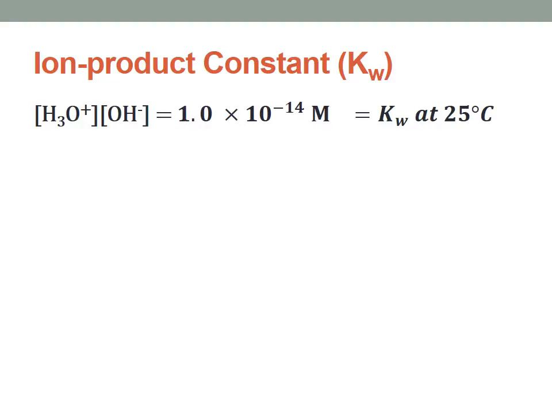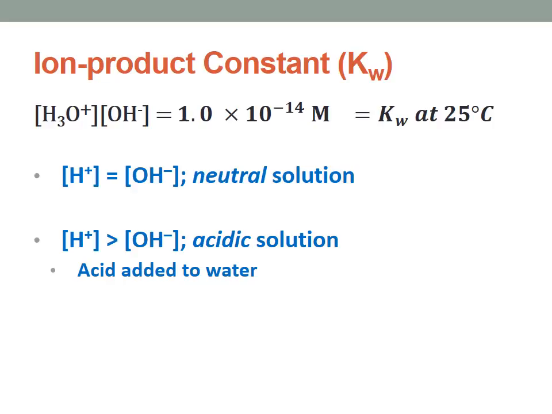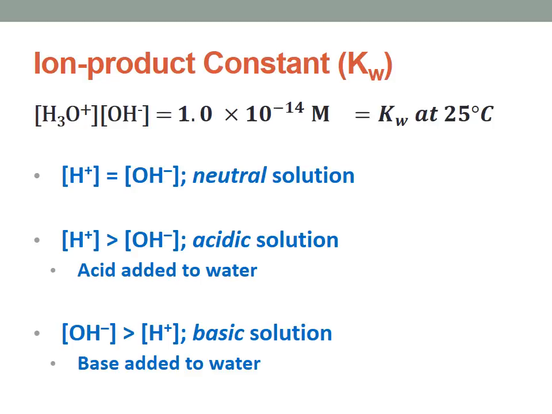But because they're equal, they cancel each other out, so there are no more acidic or basic properties. So it's going to be considered a neutral solution. If they're equal, it's a neutral solution. If you add an acid to the water, you're going to have a higher amount of protons or hydronium ions than hydroxide ions, so it's going to be an acidic solution. If your hydroxide ion concentration is greater than your hydronium ion concentration, then you're going to have a basic solution. That means a base must have been added to the water.